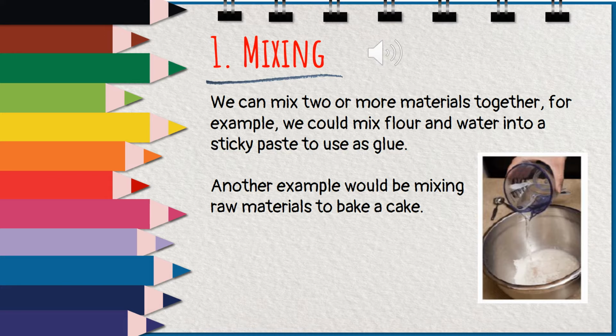Grade 5s. In today's lesson we'll be talking about processing materials. Before we start, we just need to go through a few keywords that you need to know. The first one is combine, to mix or to join together. Next one is ingredients, the list of raw materials that are selected to go into the mixture.